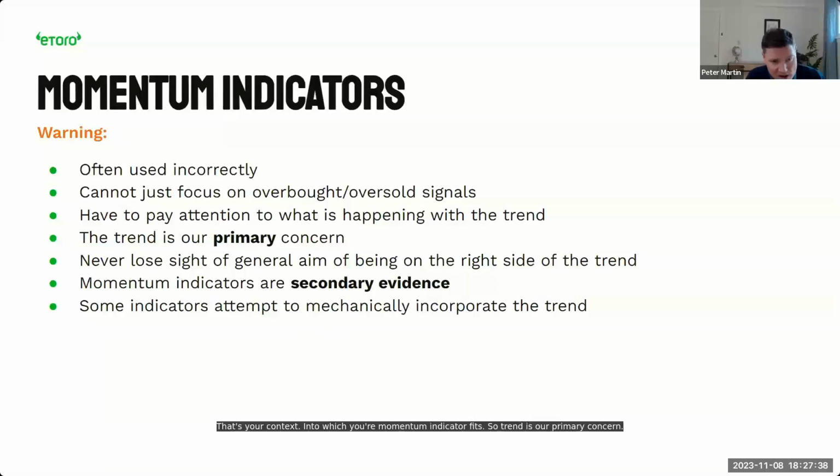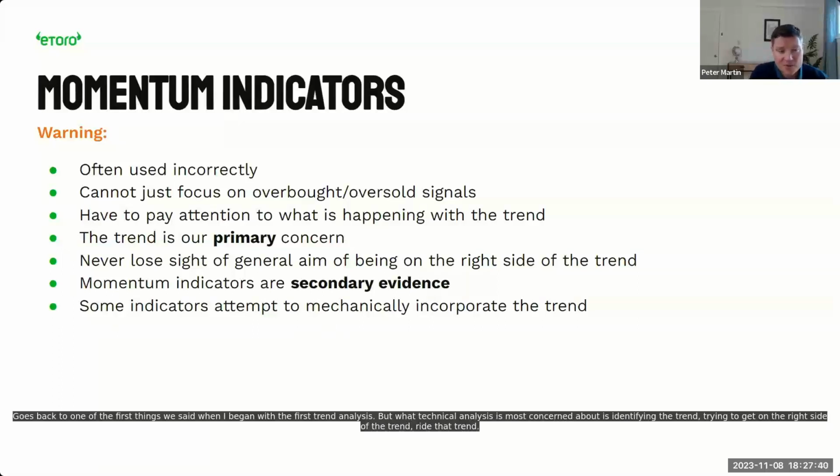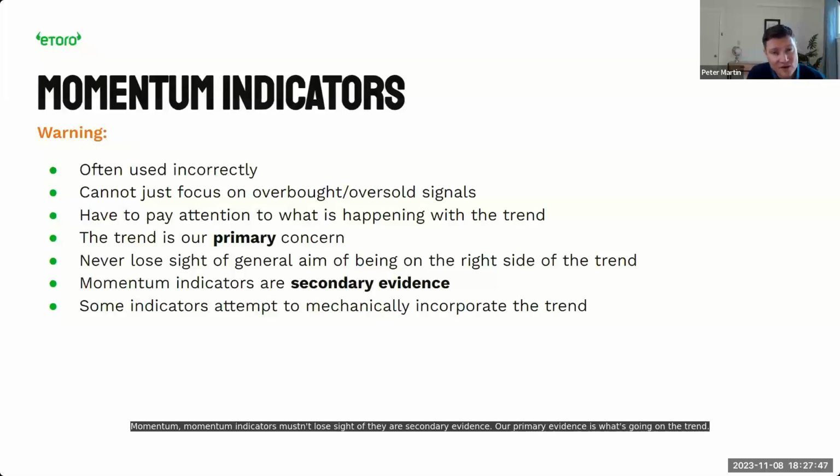And that goes back to one of the first things we said when we began with the first trend analysis, that what technical analysis is most concerned about is identifying the trend, trying to get on the right side of the trend, ride that trend. So with momentum indicators, we mustn't lose sight that they are secondary evidence. Our primary evidence is what's going on with the trend. We're using this to confirm or disprove what we think we're seeing with the trend.